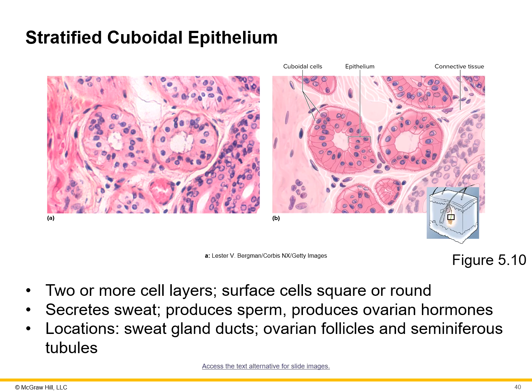So these surface cells will be squarish or roundish in shape. And we're going to find them in the sweat glands, so where we need sweat secretion, in the ovarian follicles. Those are structures that produce ovarian hormones. And in the seminiferous tubules, that is a location in the testes where sperm goes to mature. And once they are mature, they will be released into the duct of that tube and they will continue their pathway.